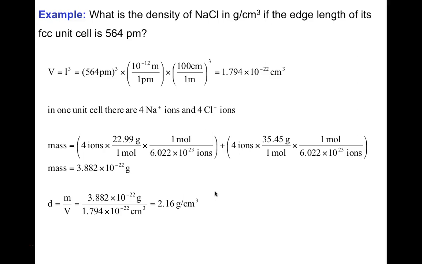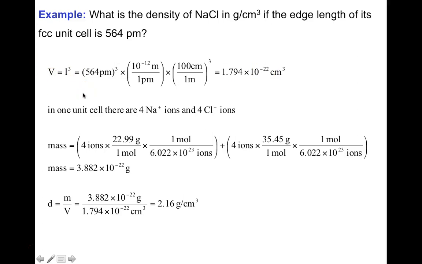The first thing I'm going to do is calculate the volume of my unit cell, and I'm going to calculate that in centimeters cubed. I've got a couple of options. I can convert my picometers to centimeters before I begin, or I can calculate the volume in picometers and then convert to cubic centimeters, which is what I've done here. Either way, you should end up with a tiny little volume in cubic centimeters, because remember, this is just a handful of atoms. So now I've got the volume.